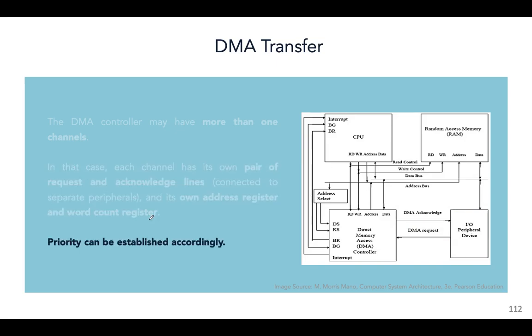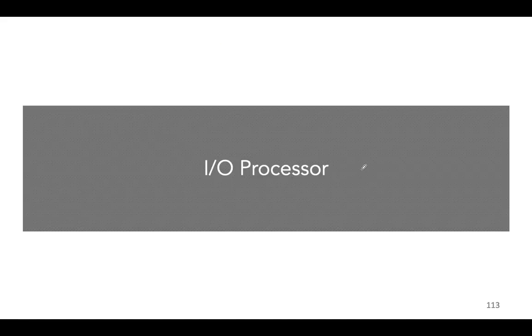So priority can be established accordingly. According to the speed of the devices or the urgency of the data transfer, the DMA controller can then assign priority to all of the devices attached to it. But the overall process of transfer remains the same as the one that we just discussed.